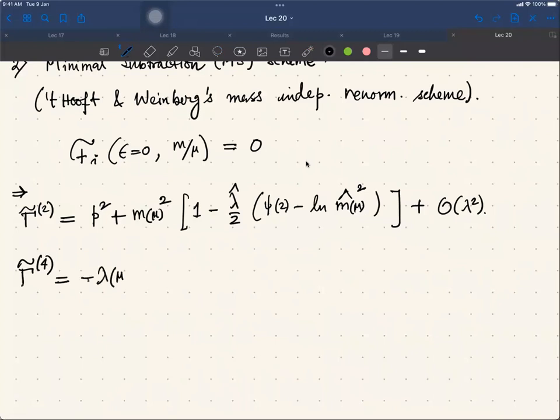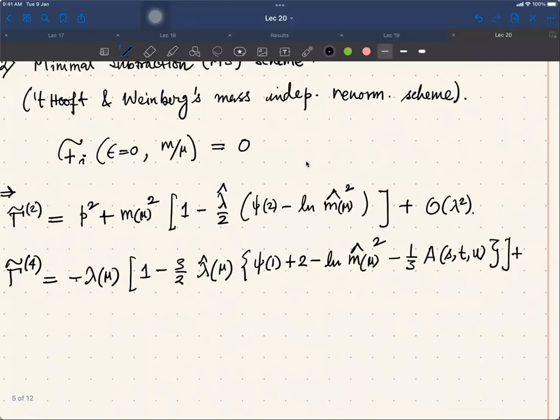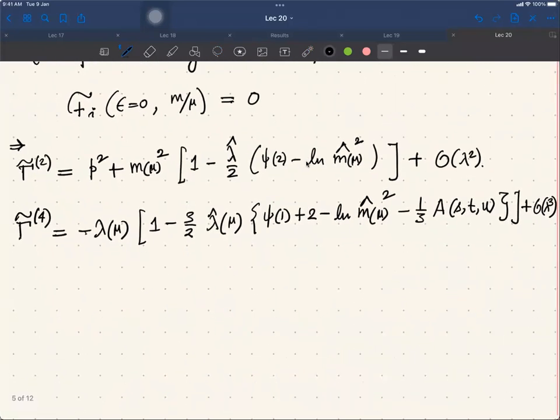So minus lambda mu, 1 minus 3 by 2 lambda hat mu times psi 1 plus 2 minus log m mu hat square minus 1/3 a s comma t comma u, plus order lambda cube. Okay.